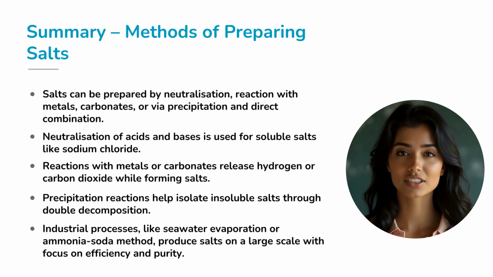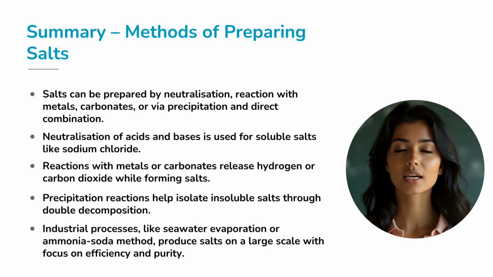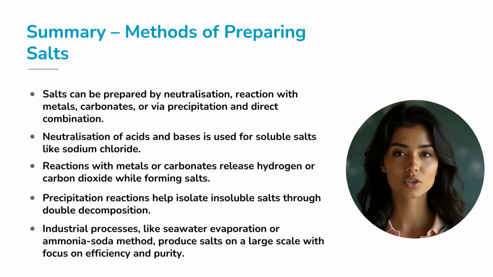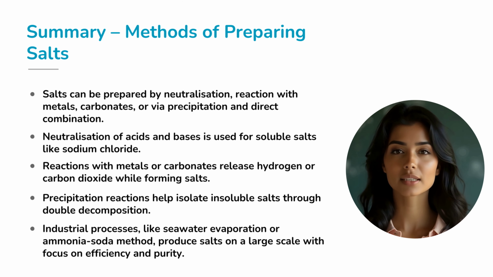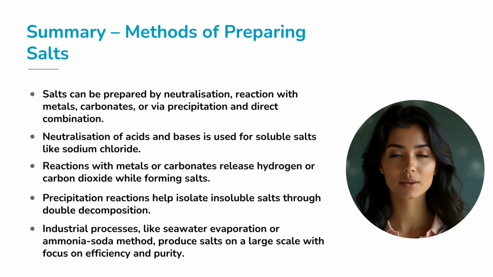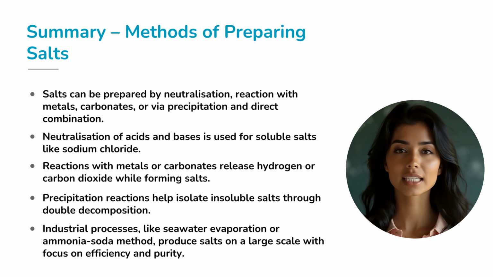Reactions with active metals or metal carbonates produce hydrogen or carbon dioxide alongside the salt. Precipitation reactions are especially useful for making insoluble salts like barium sulfate by combining two soluble reactants. And finally, industrial processes like rock salt mining, seawater evaporation, or the ammonia soda method are used for large scale salt production with a focus on cost, yield, and purity. Understanding these methods helps us not only in lab work but also in appreciating the scale of salt production in daily life and industry.